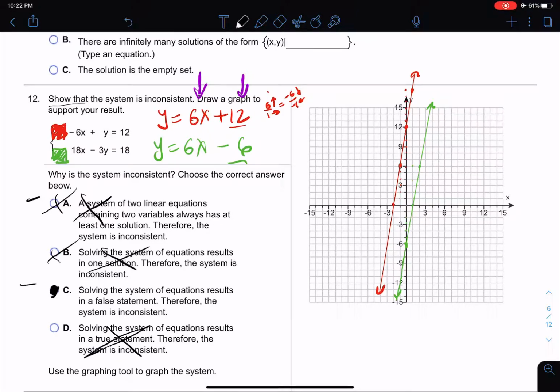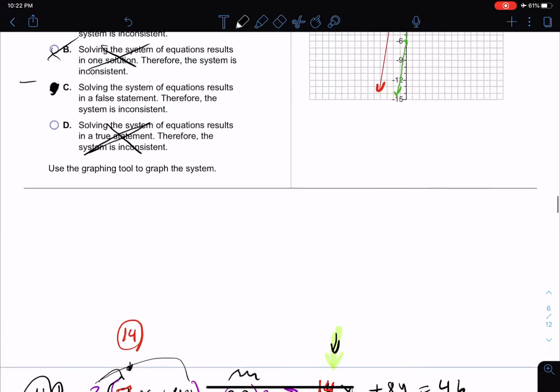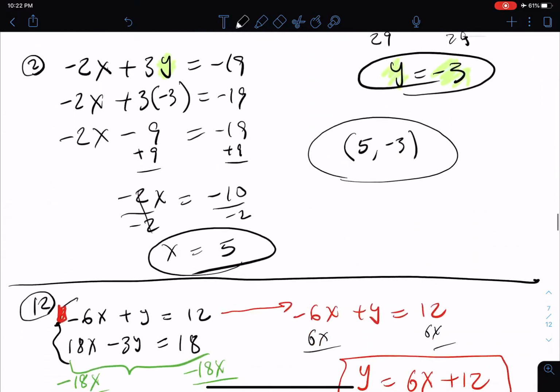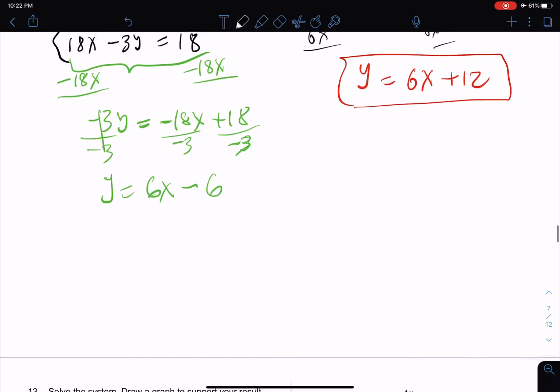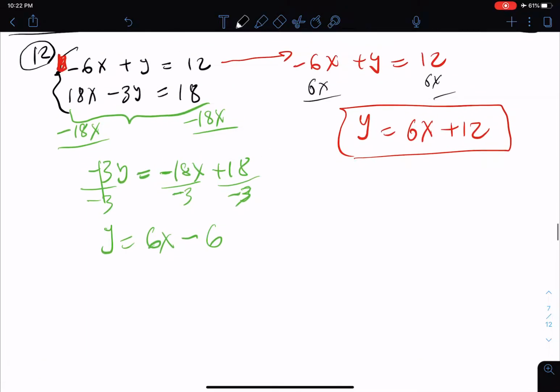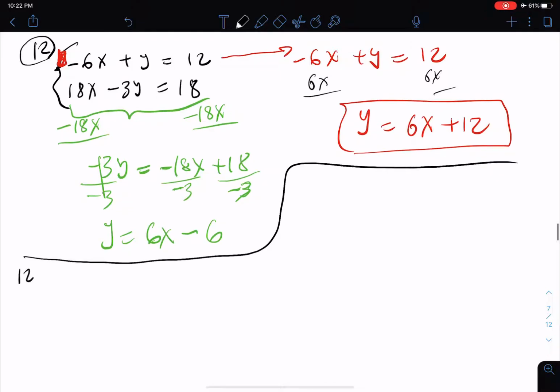So we're going to have to actually solve this system algebraically, and then our graph helps us confirm that there's no solution. So I need to go down here and actually solve this algebraically. So this is number 12. I don't have a lot of space now, do I? Now when you solve it algebraically, remember you've got two different ways to do it. You could do it either by substitution or by elimination. So this is going to be number 12 again, but now I'm actually going to solve it algebraically.